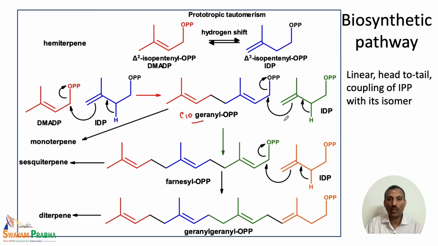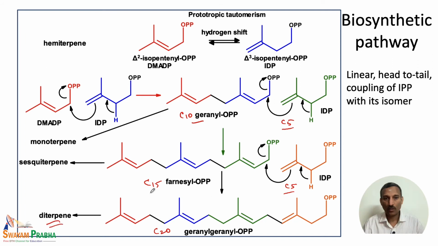This 10 carbon unit adds with another 5 carbon IPP to give a C15 farnesyl unit, and the C15 farnesyl unit adds with one more C5 unit to give C20 geranylgeranyl OPP. So this is basically a head to tail combination, which leads to the formation of this particular geranylgeranyl OPP. The C15 and the C5 unit combine together to give the C20 unit. From that we get various diterpenes.